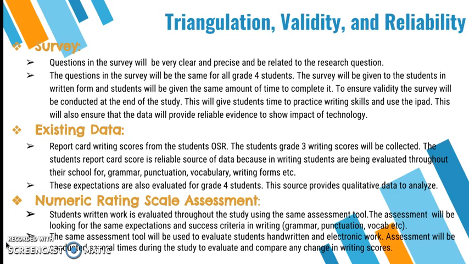The numeric rating scale assessment. Students' written work is evaluated throughout the study using the same assessment tool. The assessment will be looking for the same expectations and success criteria in writing. For example, it will be looking at the grammar, punctuation, vocabulary, and spelling. The same assessment tool will be given to evaluate students' handwritten and electronic work. Assessment will be conducted several times during the study to evaluate and compare any changes in writing scores.